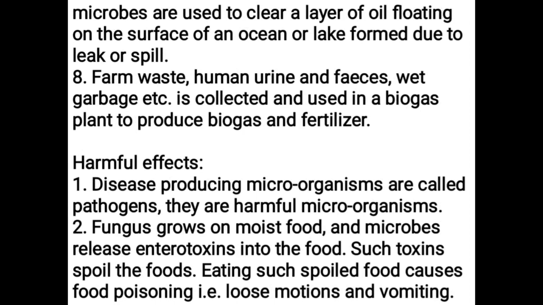Such microbes are used to clear a layer of oil floating on the surface of an ocean or lake formed due to leak or spill. Farm waste, human urine and feces, wet garbage, etc. is collected and used in a biogas plant to produce biogas and fertilizer.